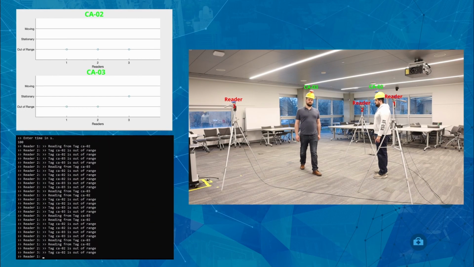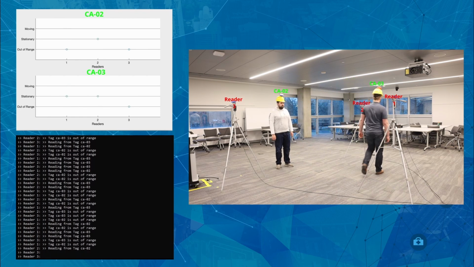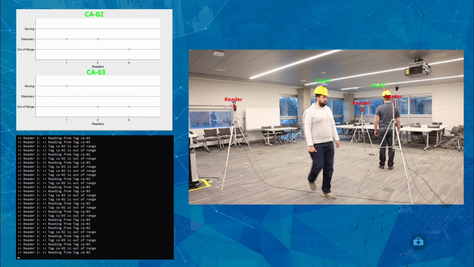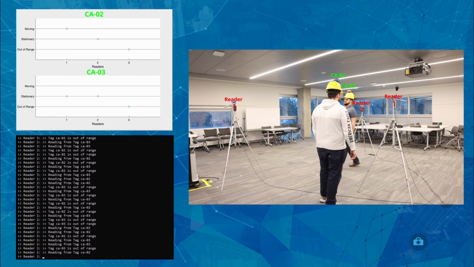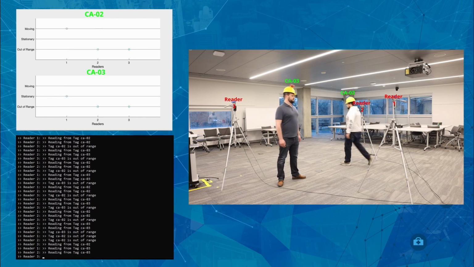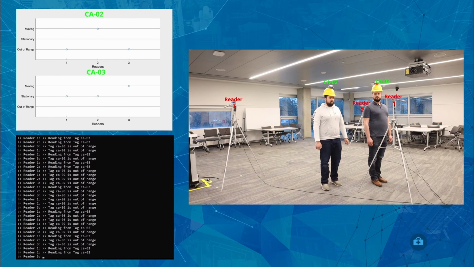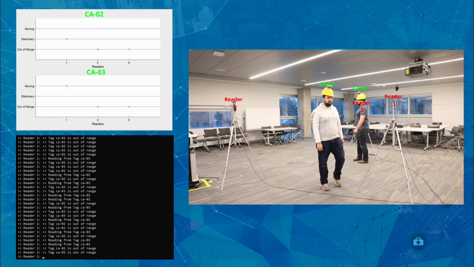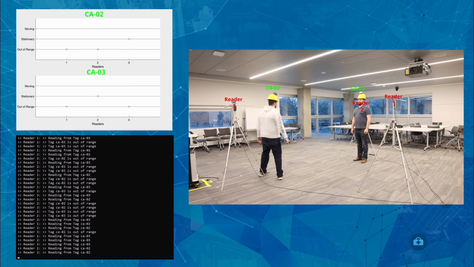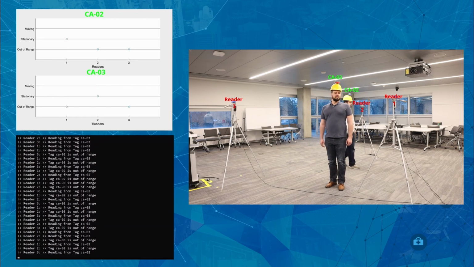The visualization system showcases the status of each tag with respect to each reader. If the measured distance changes enough from one measurement to the next, that tag is classified as moving. If the tag to reader distance stays relatively constant, the tag is classified as stationary. If the reader does not detect the tag, it is classified as out of range. These classifications are updated in real time and the visualization system is updated accordingly.